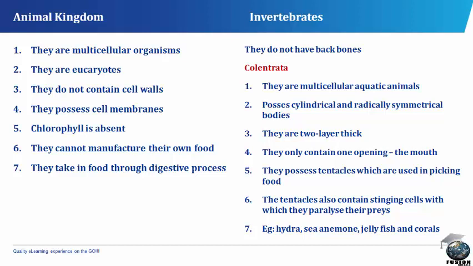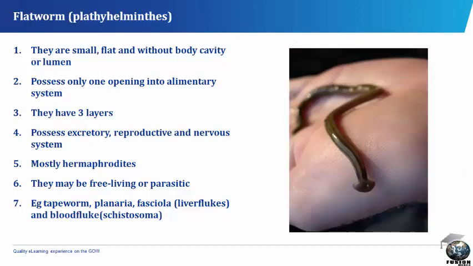Coelenterata are multicellular aquatic animals. They possess cylindrical and radially symmetrical bodies. They are 2 layers thick. They only contain one opening, that is the mouth. They possess tentacles which are used in picking food. The tentacles also contain stinging cells which paralyze their prey. Examples include hydra, sea anemone, jellyfish, and corals.